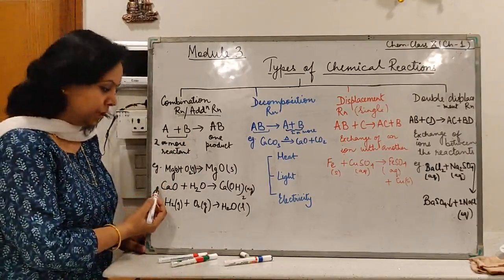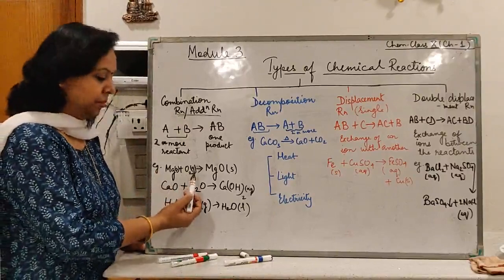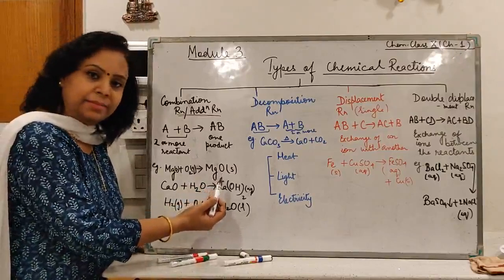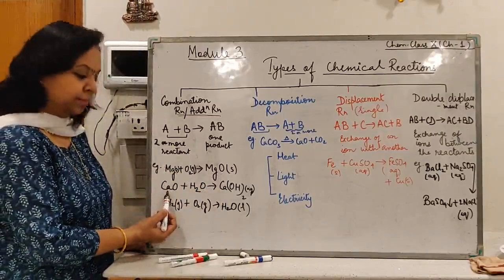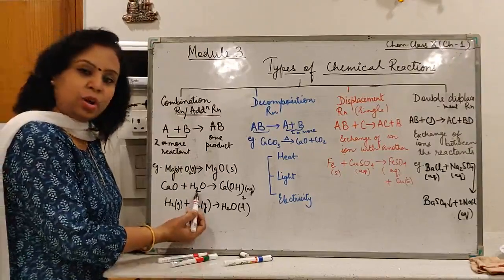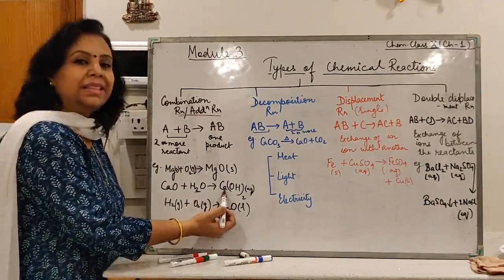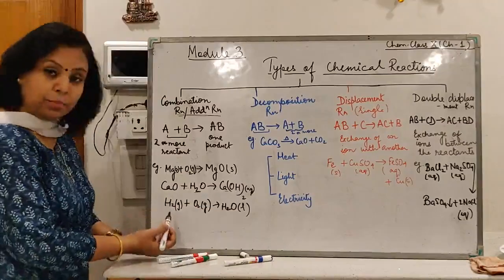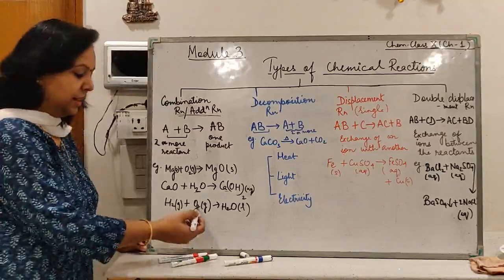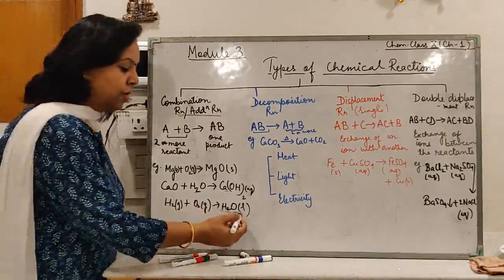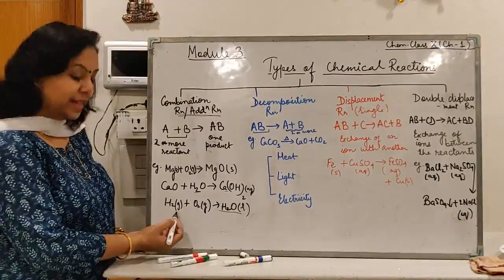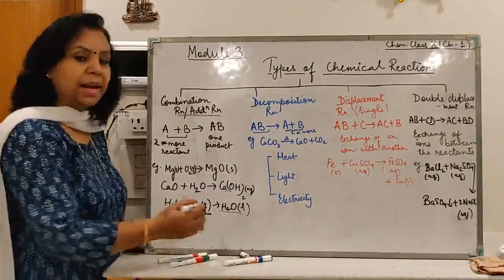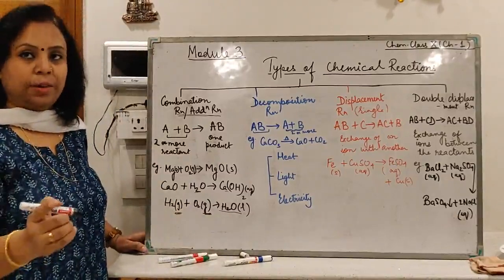Let us see one example of such a reaction. Magnesium combines with oxygen and forms magnesium oxide. One more example. Calcium oxide, when dissolved in water, forms calcium hydroxide or slaked lime. One more example. Hydrogen gas reacts with oxygen gas to form water. Now over here you can see there are changes in states as well. 2 gases are combining to form one liquid.